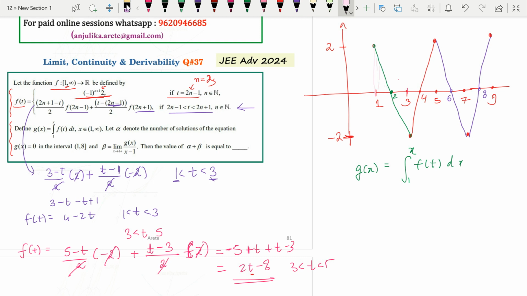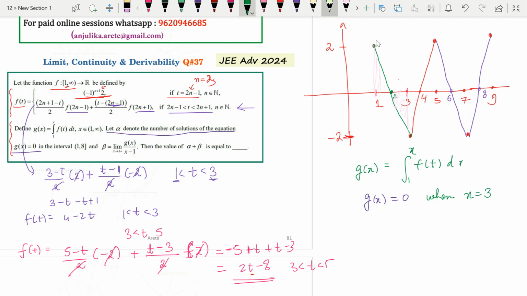To what point do they want? See, let alpha denote the number of solutions to the equation g of x is 0. You want the area to be 0. How can the area be 0? When you have equal area on the opposite side, right? So if you integrate up to, let's say, 3, from 1 to 3, do you think that the area is 0? Yes, net area. So when x is 3, it's 0.